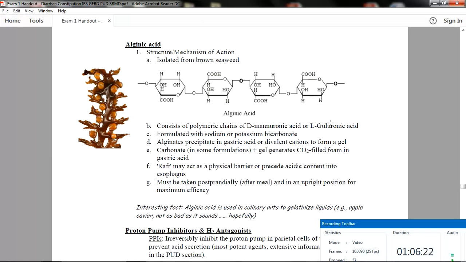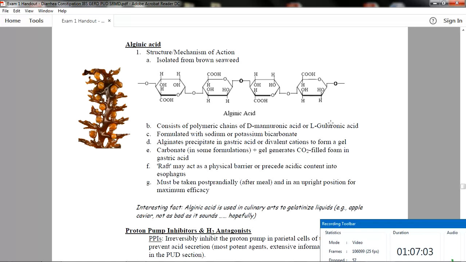Next one is alginic acid. You might notice on the left something strange there. That seaweed-looking thing, actually, yeah, that is actually seaweed, and that's a brown seaweed. That's basically one of the sources. There are many types of seaweed that can have this, but that's one of the sources of this next drug called alginic acid or sodium alginate. That's kind of an interesting one. If you look in the italics down there, you see that alginate is used in culinary arts to make, for instance, apple caviar and things like that. Just something kind of interesting.